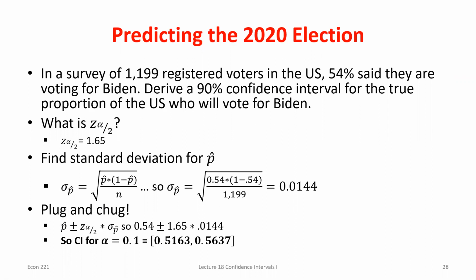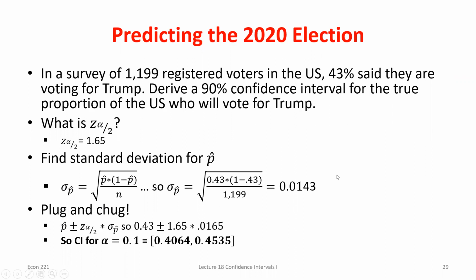So I looked at that same poll, but the percent of people who said they're going to vote for Trump is 43%, right? So now the only thing that changes is our sample proportion that we're looking at here, which is 0.43. So now we get this confidence interval of 0.4 to 0.45, 45-ish. Right?